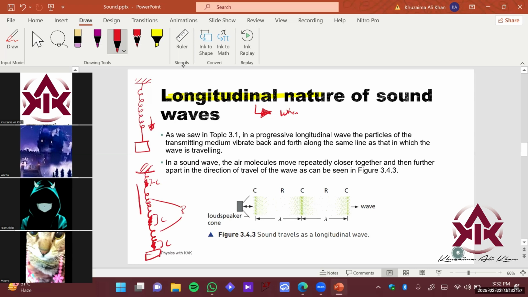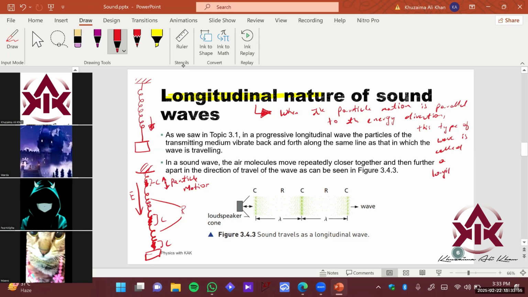You can see that the energy is transferred in this direction, and the particles of the spring are just vibrating in this direction. So this is the particle motion direction, and the energy motion is also parallel to it. When the particle motion is parallel to the energy direction, this type of wave is called a longitudinal wave. I hope it makes sense.